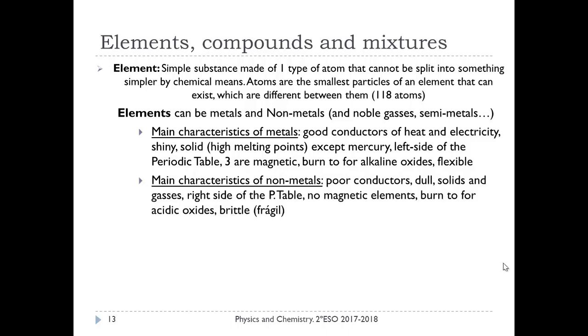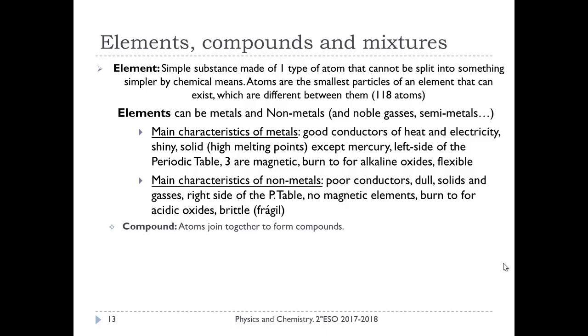Then we have the characteristics of non-metals, which are poor conductors, dull, solids and gases. They're located on the right side of the periodic table. None of them are magnetic, and they burn to form acidic oxides. They're also brittle, which means fragile.